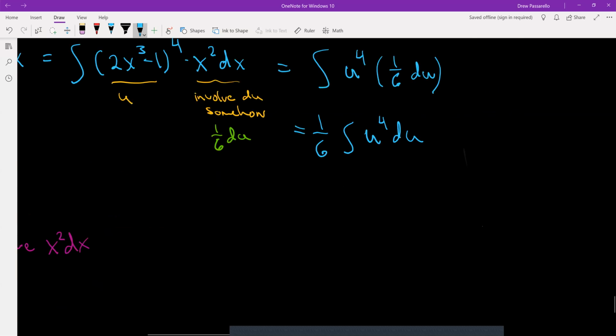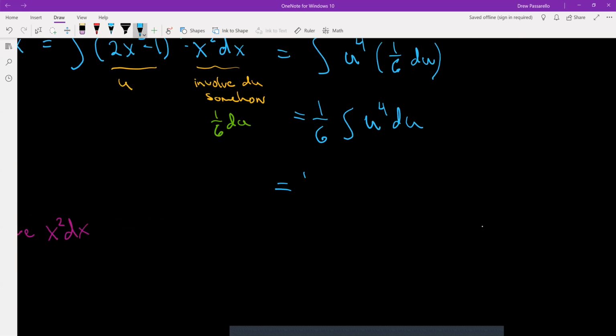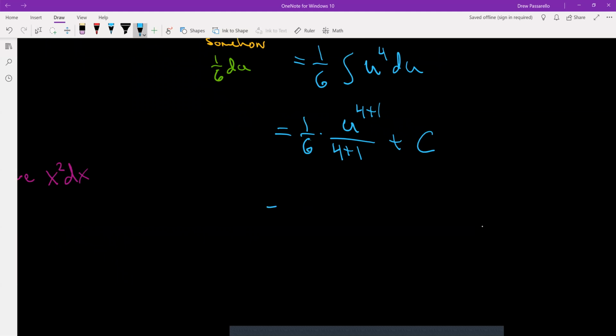And we know we just add 1 to the exponent. So I'm going to have 1/6 times, and it's u⁴ plus 1 divided by 4 plus 1, and then plus the constant of integration. So I have 1/6 times u⁵ over 5, but 6 times 5 is 30. So I have u⁵ over 30, because 6 times 5.